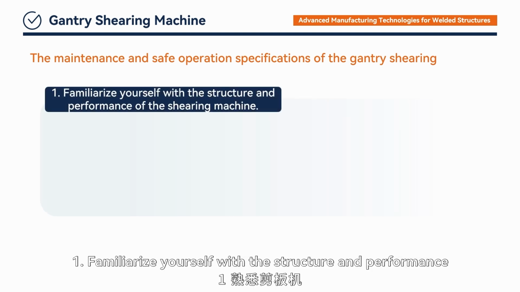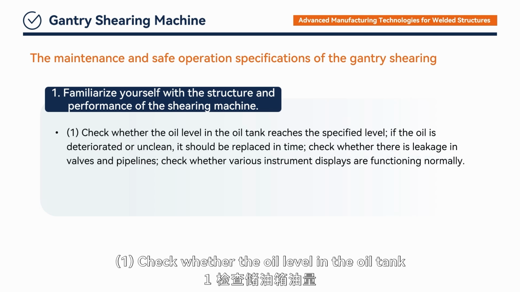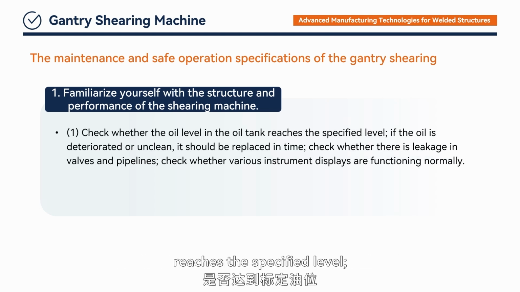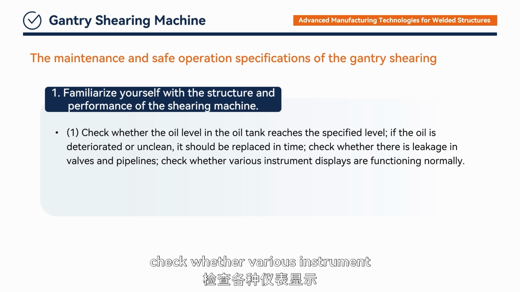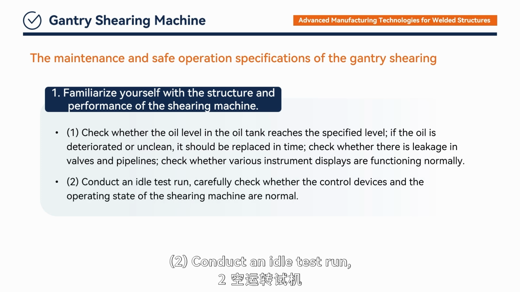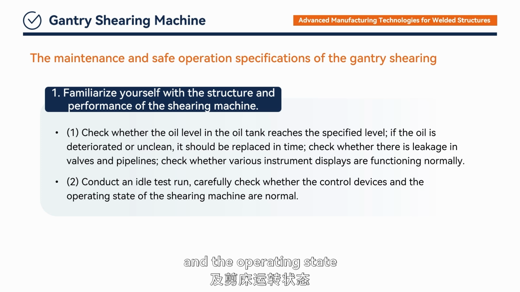1. Familiarize yourself with the structure and performance of the shearing machine. 1. Check whether the oil level in the oil tank reaches the specified level. If the oil is deteriorated or unclean, it should be replaced in time. Check whether there is leakage in valves and pipelines. Check whether various instrument displays are functioning normally. 2. Conduct an idle test run. Carefully check whether the control devices and the operating state of the shearing machine are normal.